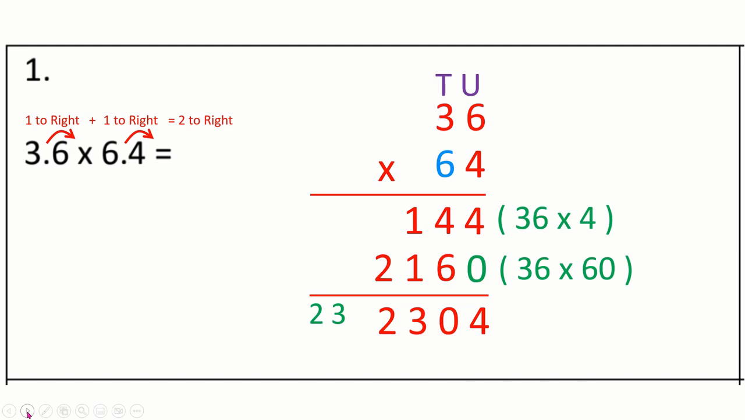2,304. That number is 100 times too big. We've got to make it 100 times smaller. So we went over 2 to the right. We've got to come back 2 to the left. So there we go. 23.04.